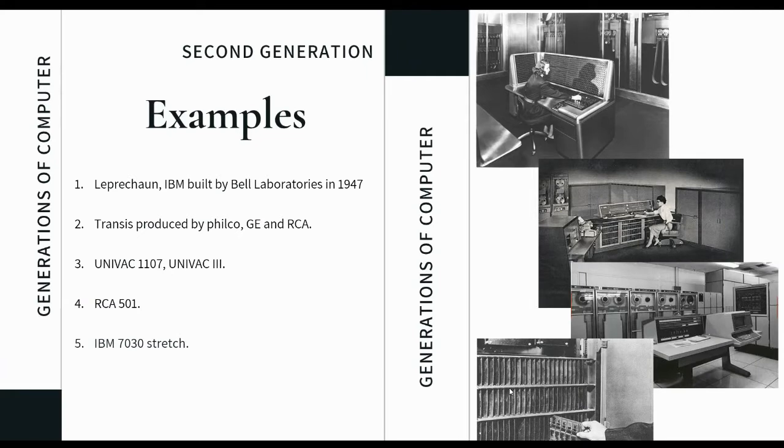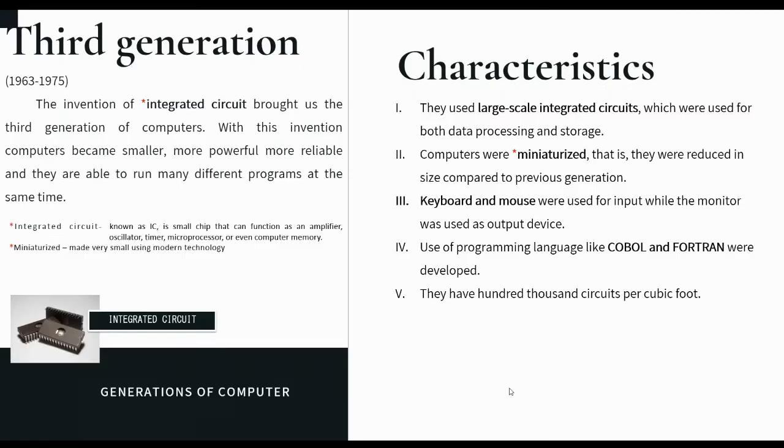The second generation computers have the following examples. LEPRECHAUN IBM, built by Bell Laboratories in 1947. TRANSAC, produced by Philco, GE, and RCA. UNIVAC 1107 and UNIVAC 3. RCA 501. IBM 7030 Stretch.